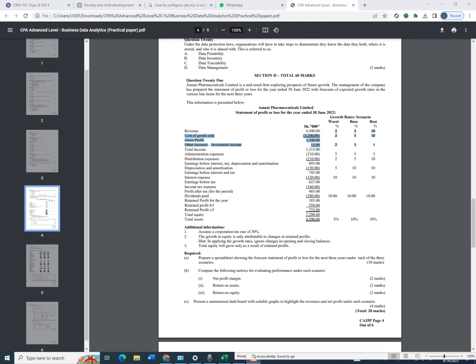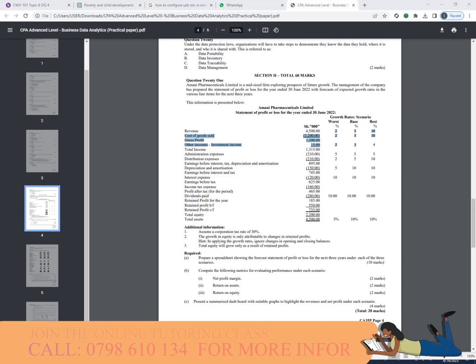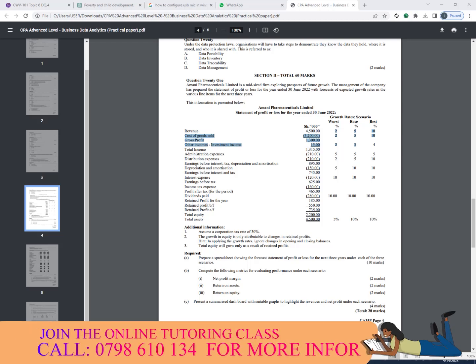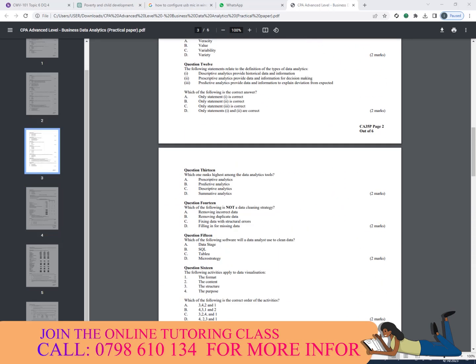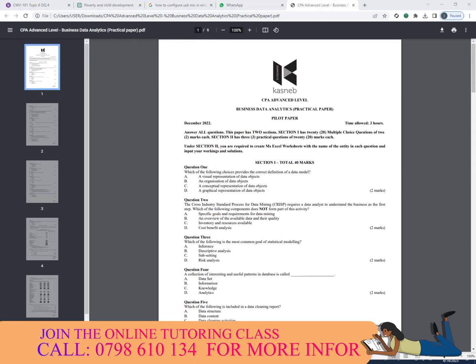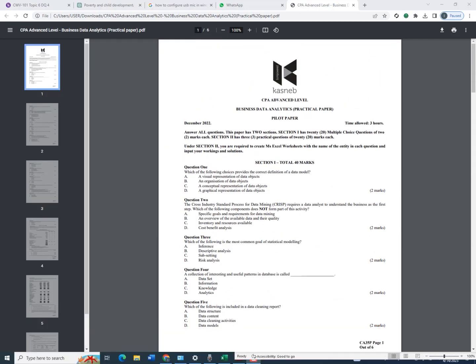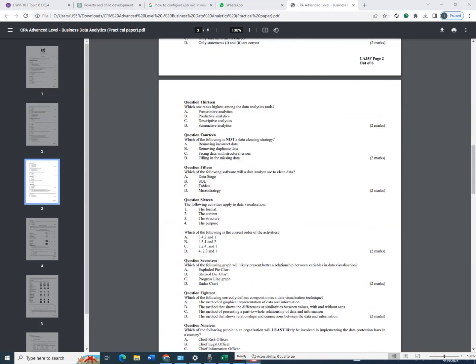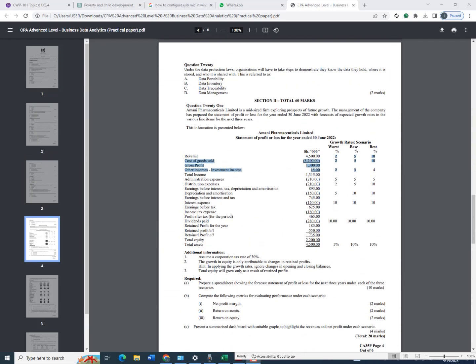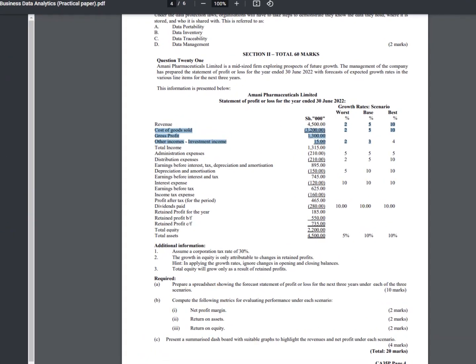And today I want us to solve a past paper question. This is December 2022, the pilot paper. And I want us to solve question number 21, the practical section of it.